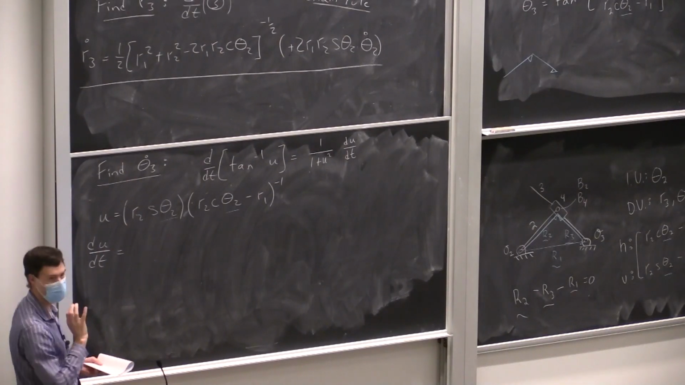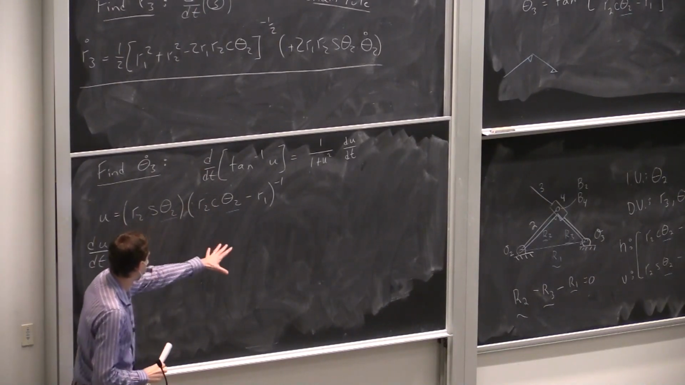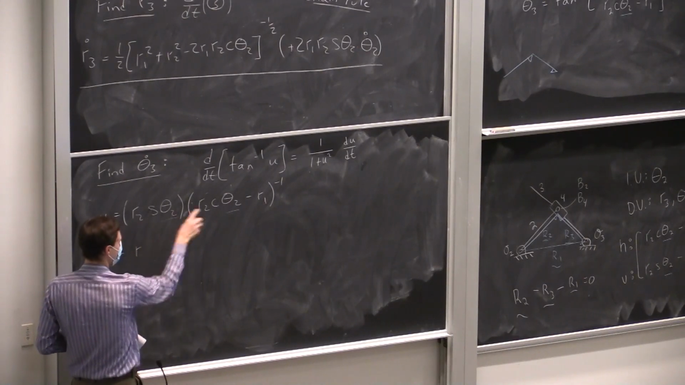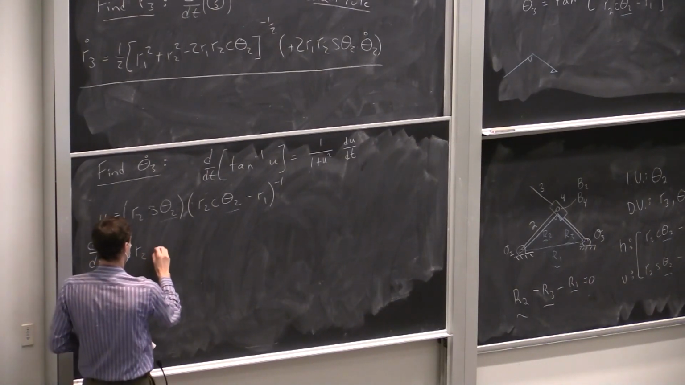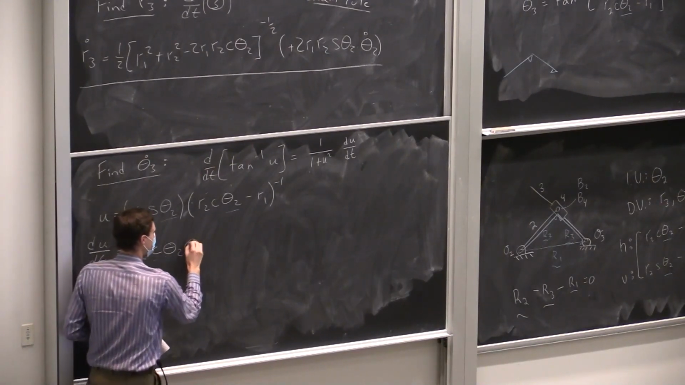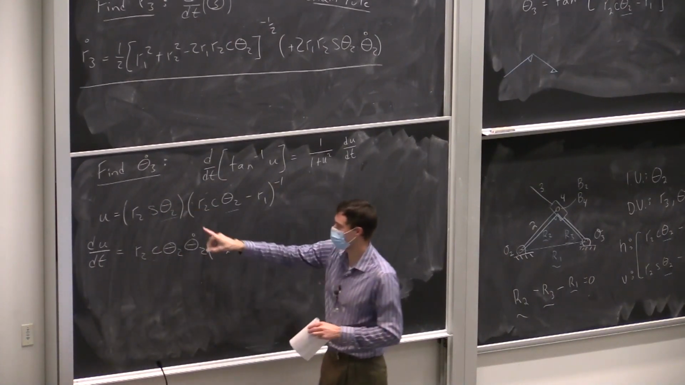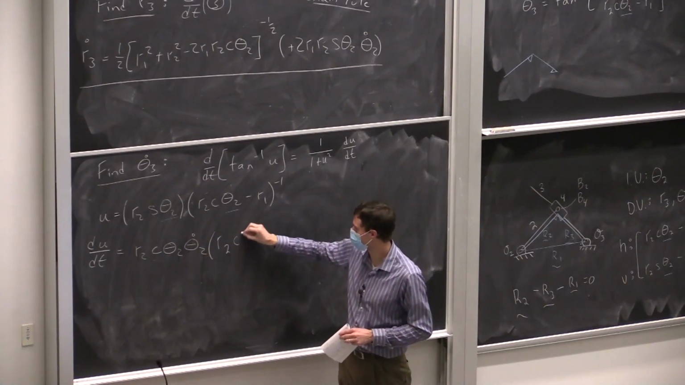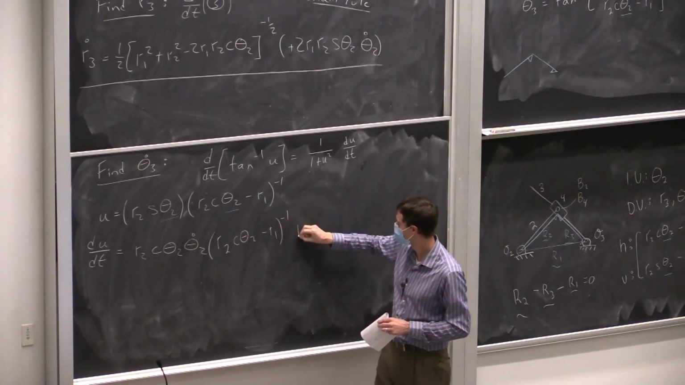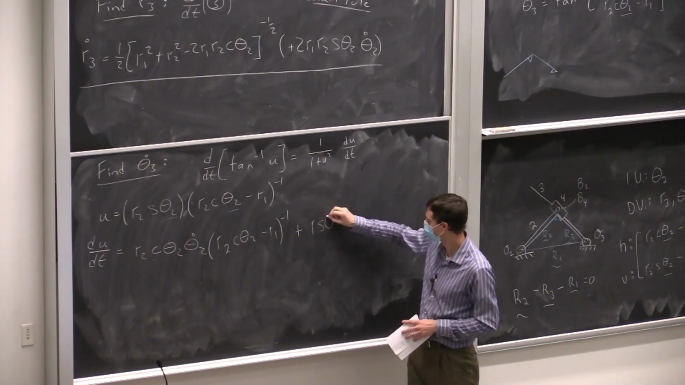R1 and R2 are not varying, so those are constants. So this one's not going to be too bad. We're going to have two terms appear here. Let's do derivative of the first times the second. So derivative of sine is cosine times theta 2 dot. Okay, so that was derivative of the first term, and then we're just going to multiply that by the second.